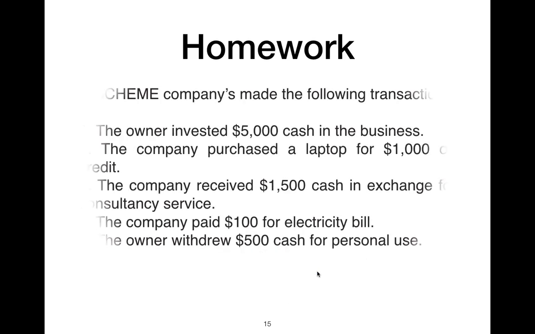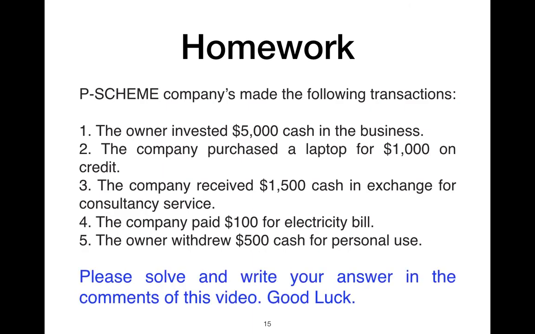Now, please take a short break and come back to solve this example. And please write your answer in the comments of this video.